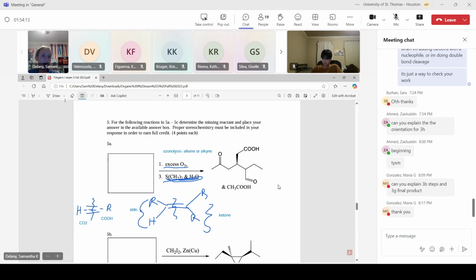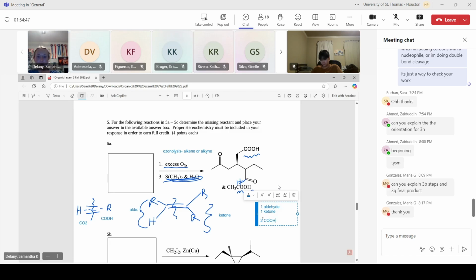Okay. So now let's take stock of everything that we have in our product. So I see a COOH. So I have at least one carboxylic acid. I see another carboxylic acid up here. I also see that I have a single aldehyde and a single ketone. So let me just write out everything that I have. So I have one aldehyde, one ketone, and I have two carboxylic acids.